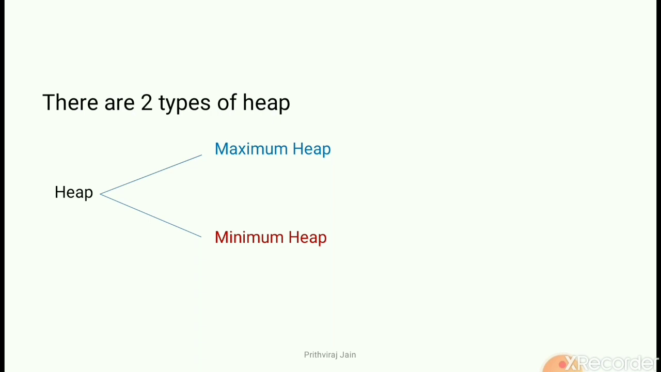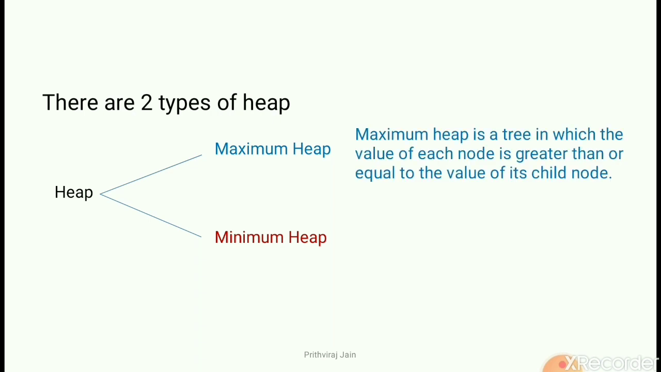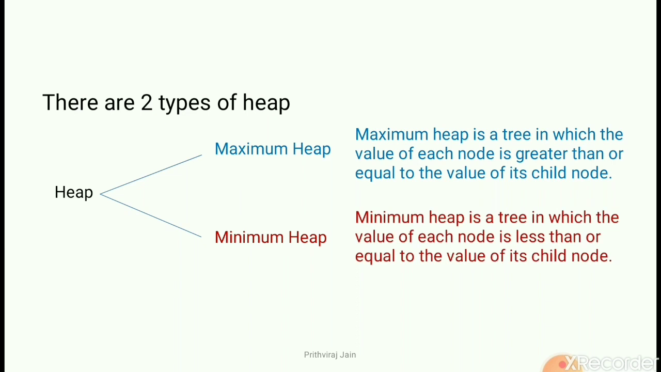Now about maximum heap, it is a tree in which the value of each node is greater than or equal to the value of its child node. Minimum heap is a tree in which the value of each node is less than or equal to the value of its child node. This maximum heap is also called the top-down approach, whereas minimum heap is also called the bottom-up approach.